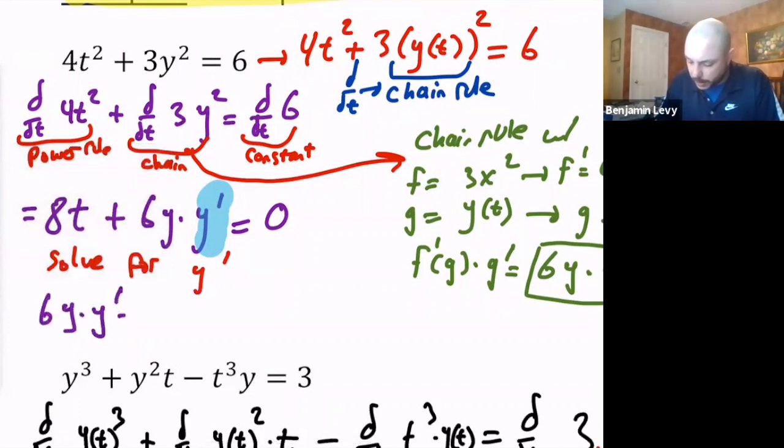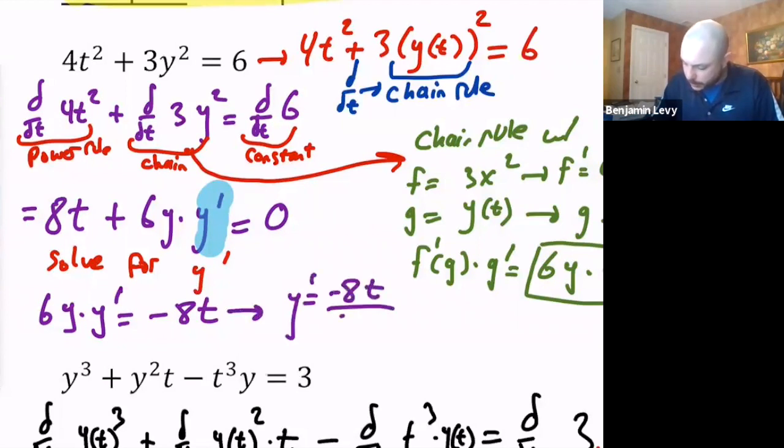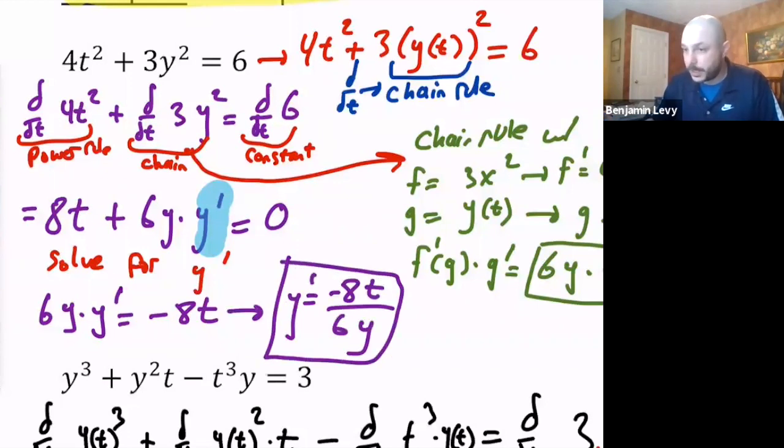6y times y prime equals minus 8t, right? And then just divide by the 6y. So y prime is minus 8t over 6y. And so that's an expression for the derivative. It's in terms of the function itself, so it's not a typical derivative we're used to seeing.